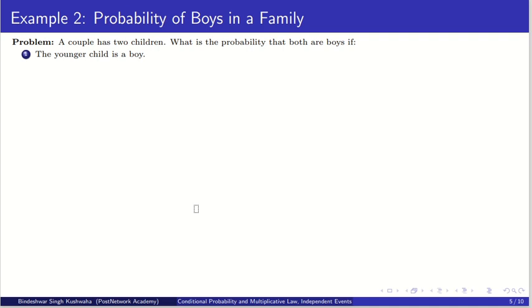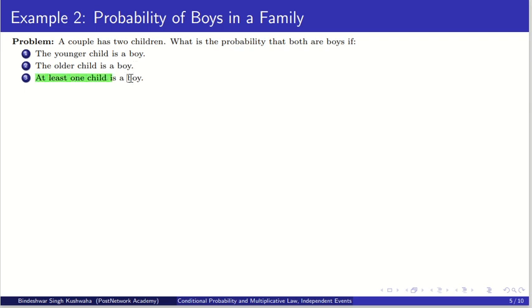Now let us see the second example, probability of boys in a family. A couple has two children. What is the probability that both are boys if, first, the younger child is a boy, second, the older child is a boy, third, at least one child is a boy? Let us see first of all the sample space. There are two kids, so there would be 4 sample points.